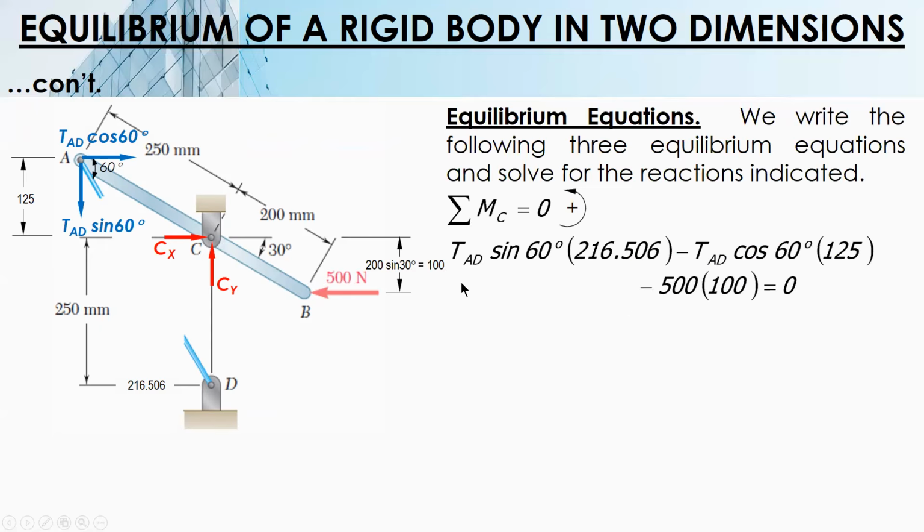Okay. So sum up moments sa C. This one, TED sine 60 times 216. Okay, positive counterclockwise. This one is clockwise. P500 is also clockwise. So minus sila doon. TED is 400 newtons. And pwede na tayo mo-apply sa other conditions.